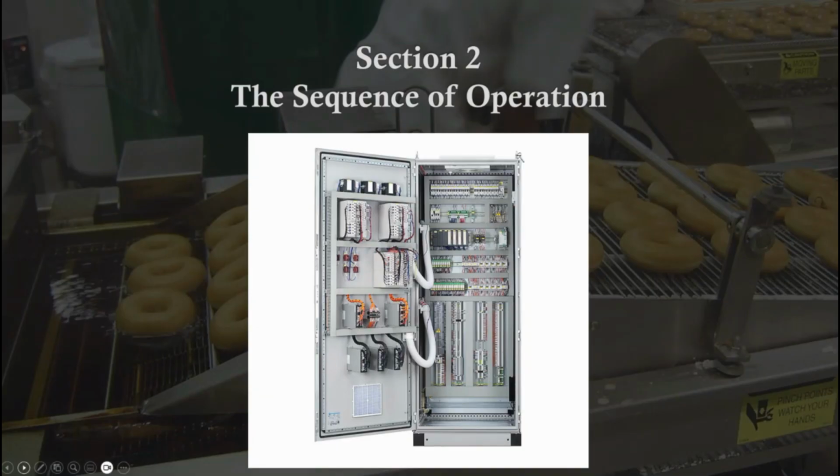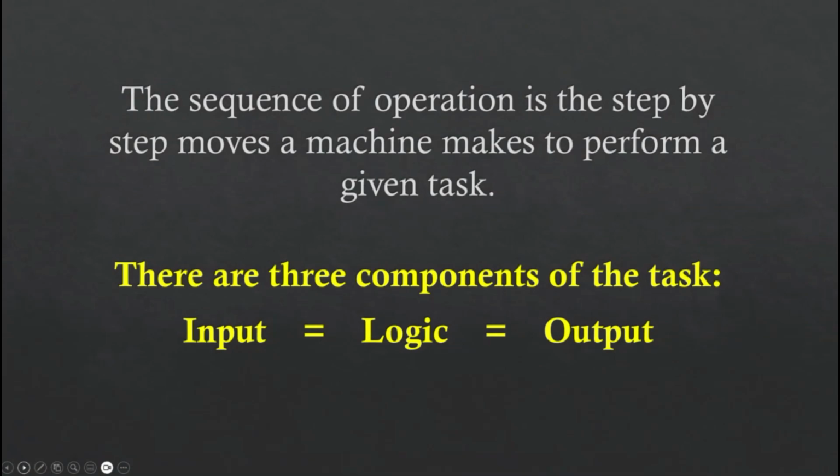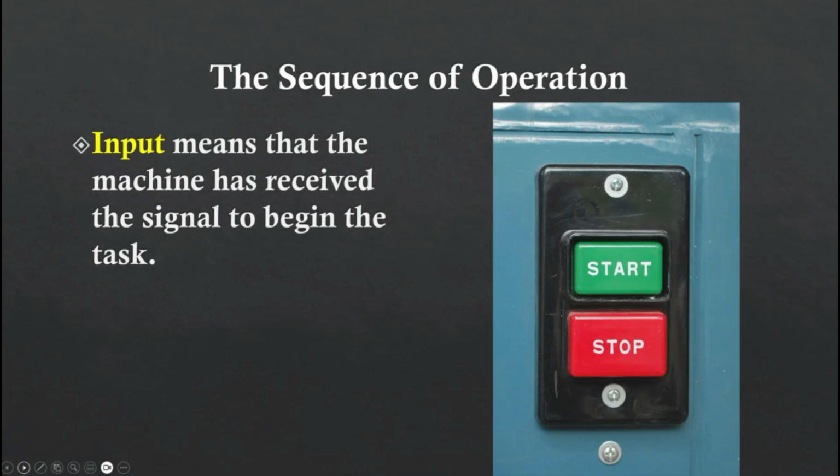The sequence of operation is the step-by-step moves a machine makes to perform a given task. And there are three components of that task. The input, where there is obviously oftentimes human interaction, the logic, and then of course the output, what actually happens. Input means that the machine has received the signal to begin the task. And we have the example here of a start button. You hit that, the machine starts.